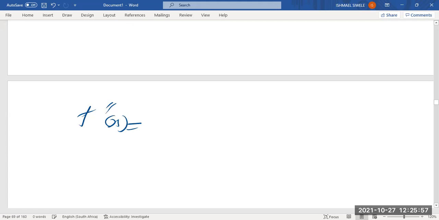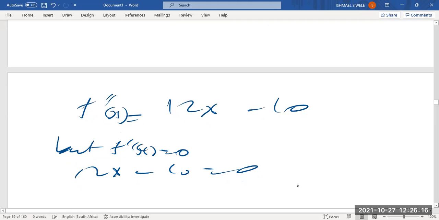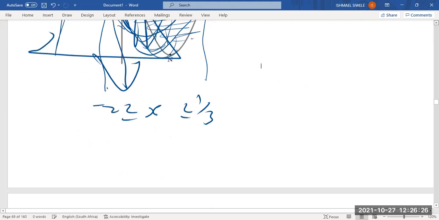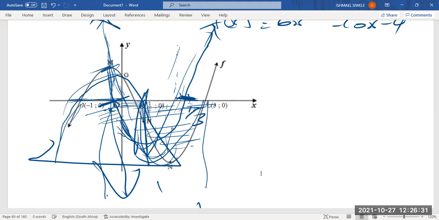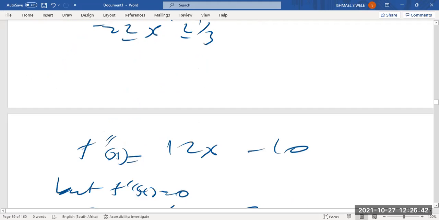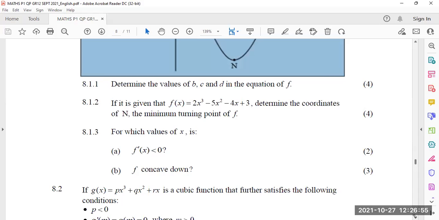f double prime of x will be 12x minus 10, and that will be equal to 0. So 12x minus 10 equals 0, then 12x equals 10, and x will be 10/12, right? So for the graph to be concave down, where is the curve facing down? It's this side here, which is less than this value. So x must be less than 10/12 for the graph to be concave down. That is one way you can interpret that.